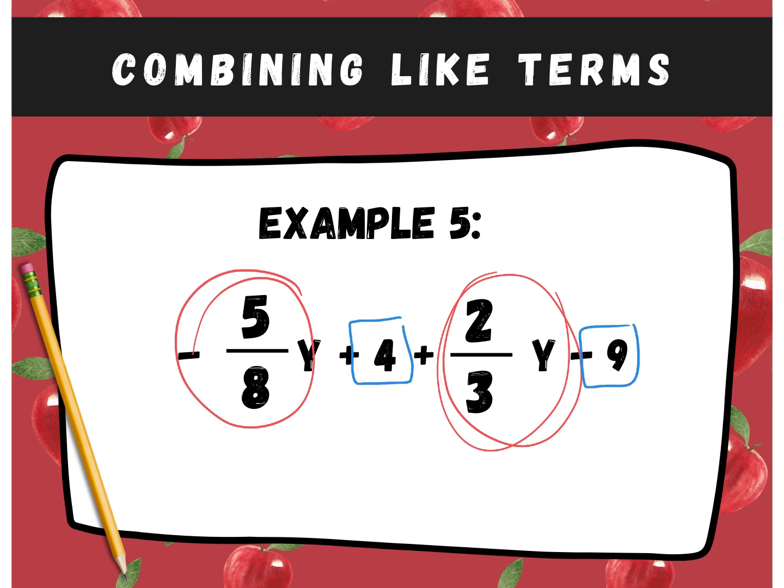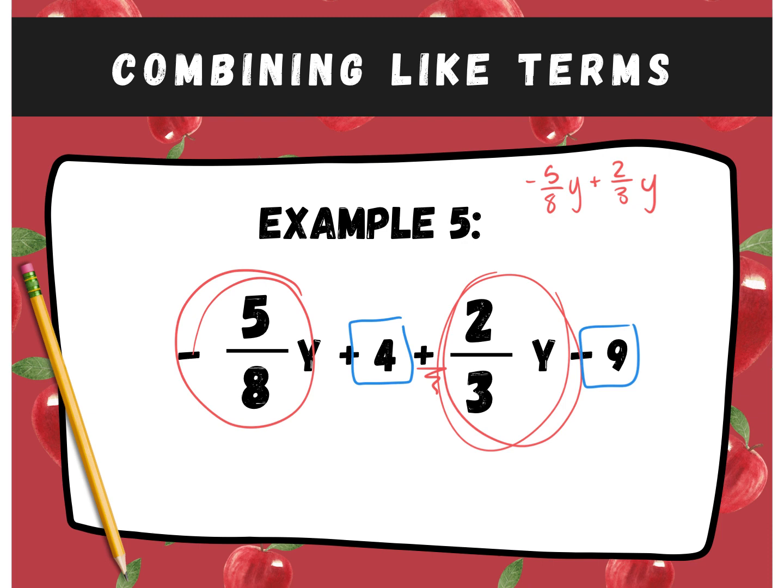Those are the terms without a variable. So I can kind of identify with my circling and my boxing what things I need to combine. Now, we'll start with those fractions just to get that out of the way. I see that I have negative 5/8 y, and then I see that I have plus 2/3 y. And I know from my fraction rules that I need common denominators if I'm going to add or subtract fractions.